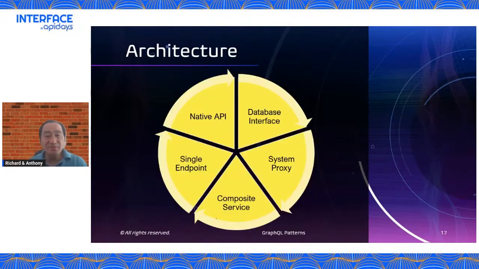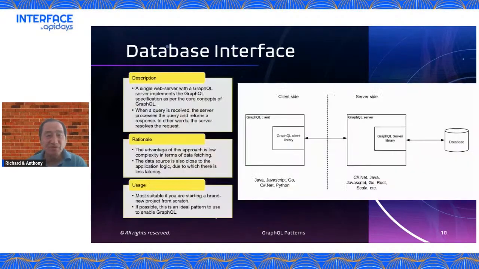And in this particular session, we're going to drill down to architecture patterns. So in particular, we'll talk about these 5 patterns: database interface, system proxy, composite service, single endpoint, and native API. So the first one is database interface.